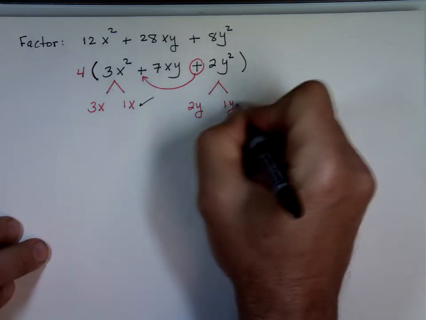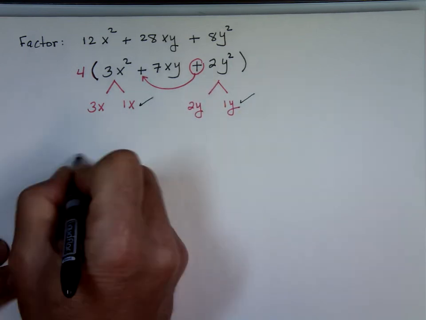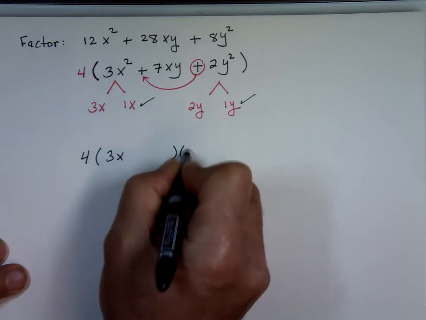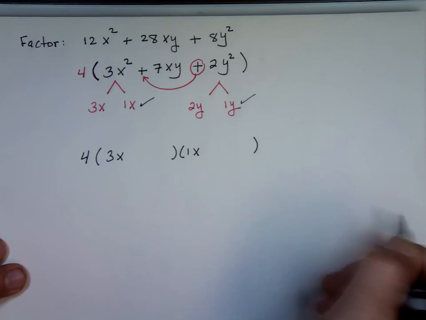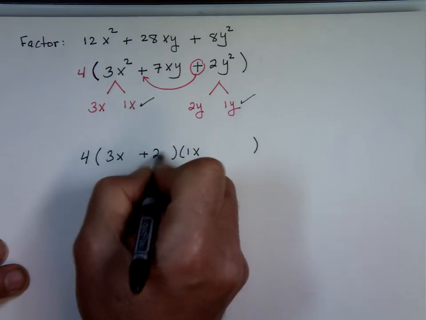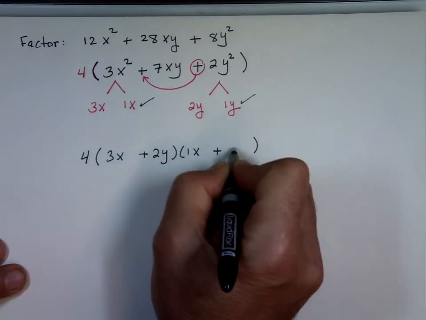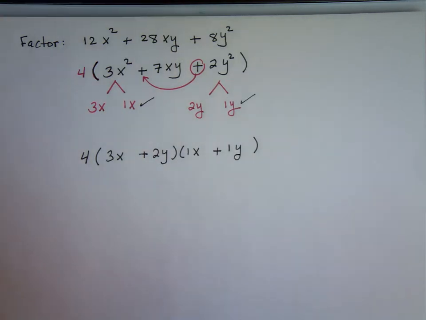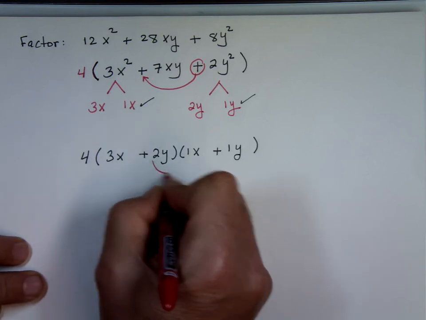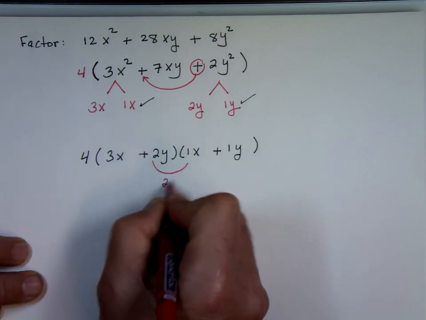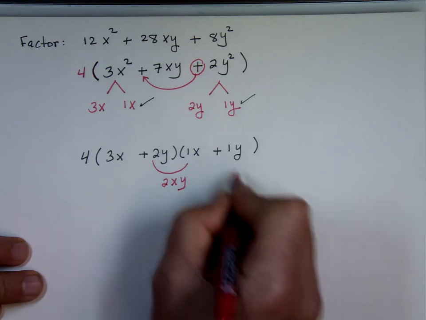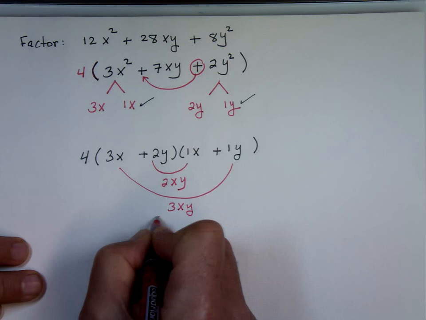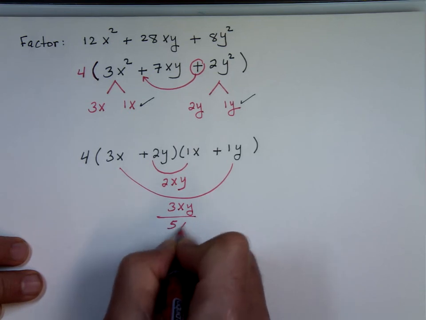Here's the 4. And let's put 3x, 1x. Let's try the 2y here and the plus y here. Does it work? Let's see. 2xy, 3xy, when you add them, that's what? 5xy. Not really. I needed 7xy.